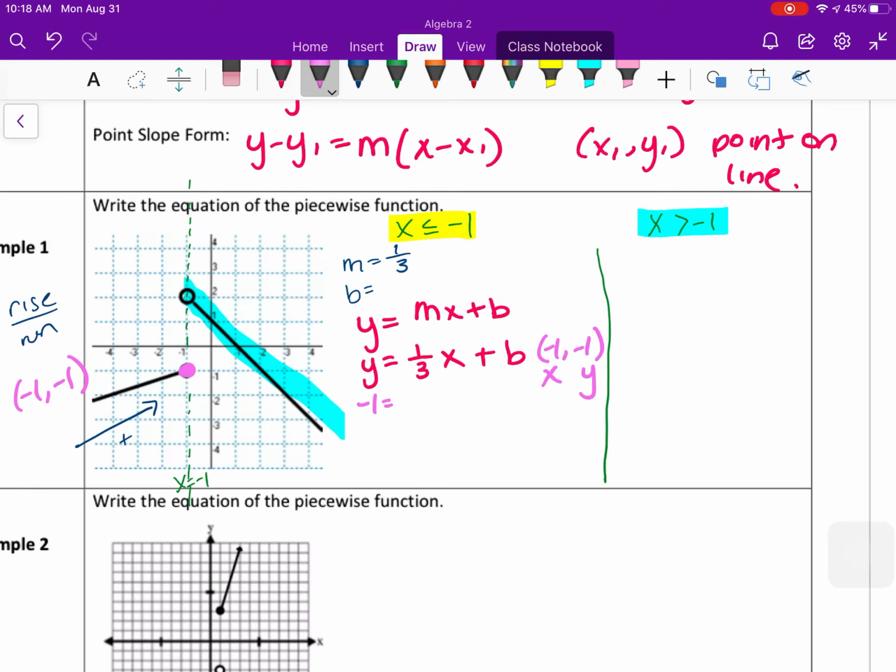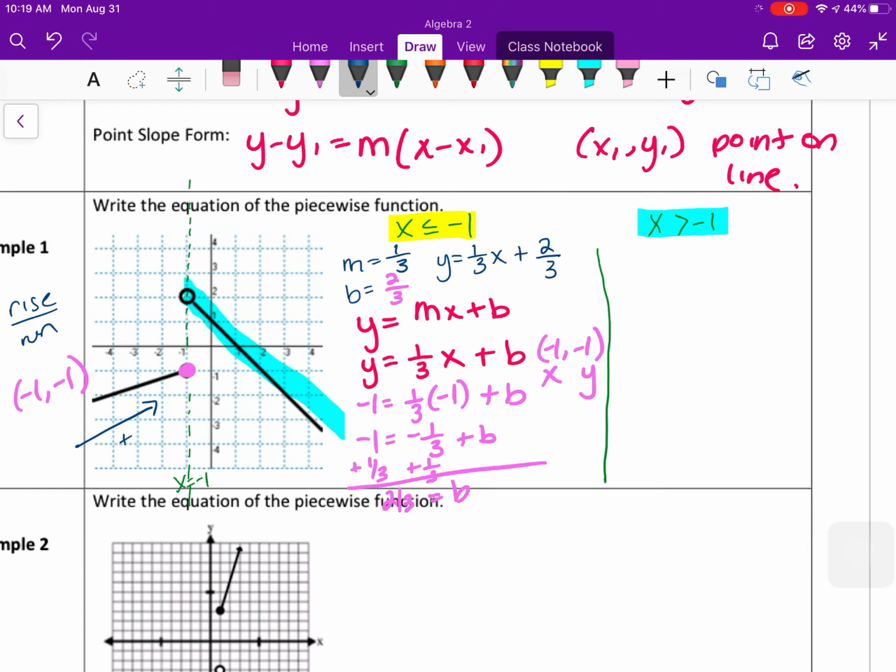So I'm going to plug in -1 for y, and I'm going to plug in -1 for x. So now I have an equation with just one variable, and then I'm going to finish solving that for b. So 1/3 times -1 is -1/3. Then to solve for b, I'm going to have to add 1/3 to each side. And -1 plus 1/3 is -2/3 equals b. So b equals -2/3. So my equation for that line would be y equals 1/3 x minus 2/3.